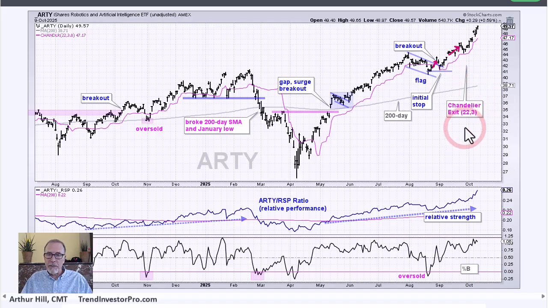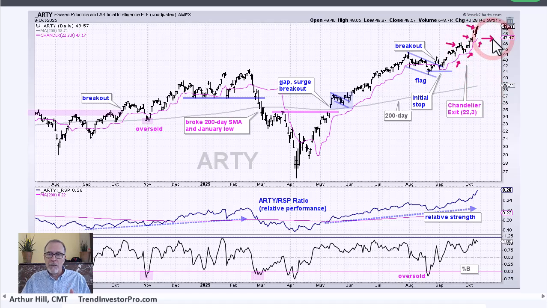And in this example, I've got the chandelier exit 22.3. And so as this flag breakout extends and prices move higher, you can see that chandelier exit also moves higher. Why is that? Well, because it is based on the 22-day high. So as that 22-day high rises, the chandelier exit rises because it is always 3 ATR 22 values below the 22-day high. So ATR is a volatility indicator. So your 3 volatility measures below the 22-day high. And so that stop will rise.